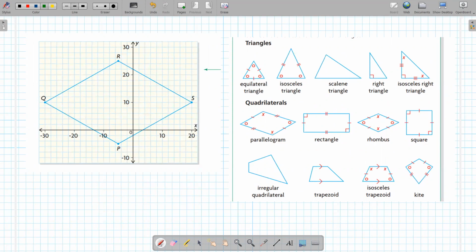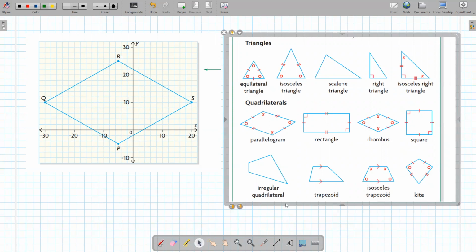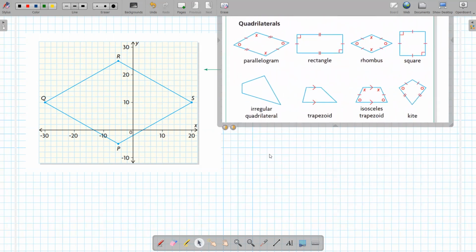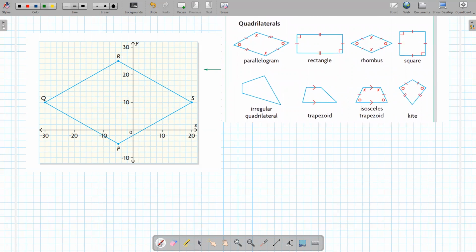But how do we know which one is which? What's the difference between a rhombus and a parallelogram? In a rhombus, the sides are going to be exactly the same. Step one, we can ignore the triangles because this is a quadrilateral. So triangles are out.